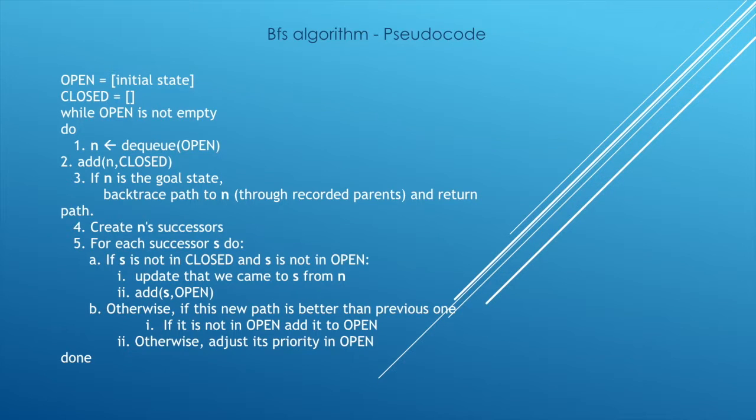Let's briefly review the pseudocode of the BFS algorithm. We have the priority queue, which is called open and contains all the possible moves. And we have the close set that will hold all the positions we have visited.